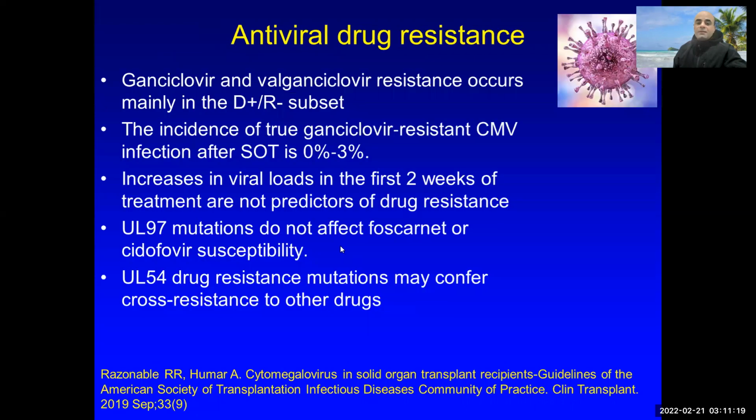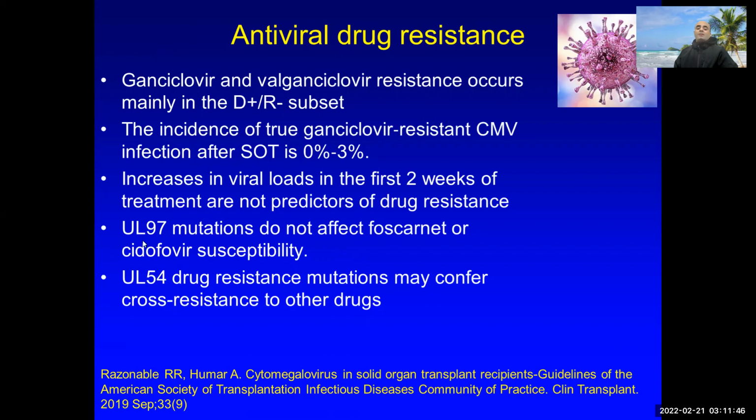Regarding the definition of antiviral drug resistance, ganciclovir and valganciclovir resistance occurs mainly in the donor positive, recipient negative kidney transplant recipient. The incidence of true ganciclovir resistant CMV infection after solid organ transplant is 0 to 3%. Increasing viral load in the first 2 weeks of treatment is not a predictor of drug resistance.